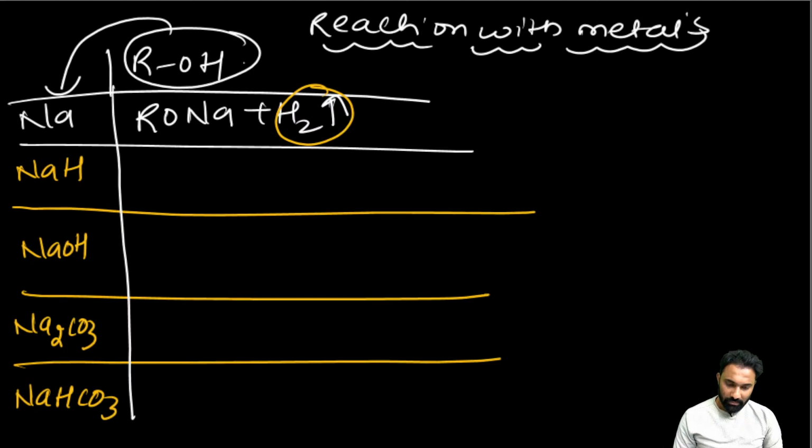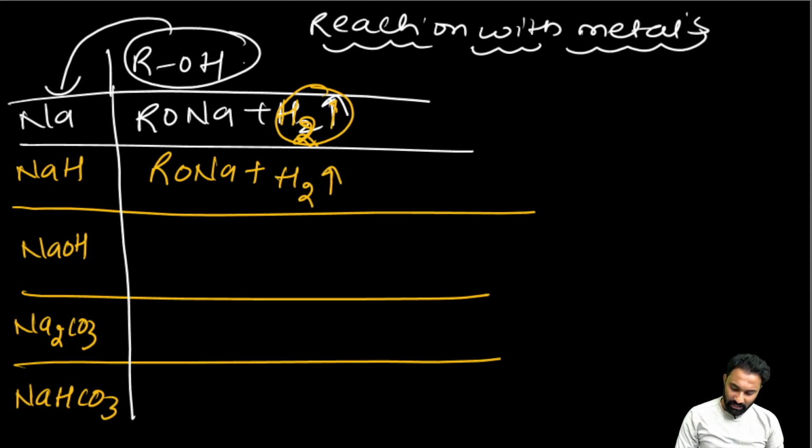Now with the sodium amide also it will react. 2 moles of H2 gas will be generated. Due to that, alcohol will react with the sodium metal. This is very important. Now with the sodium amide also it will react, because again it will become RONa and again it will generate H2 gas.